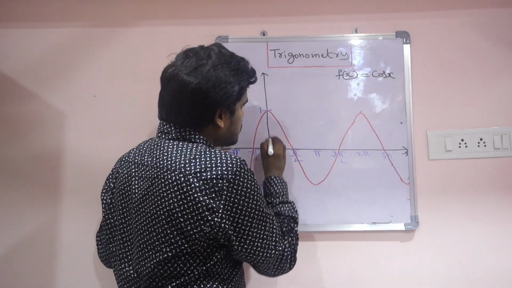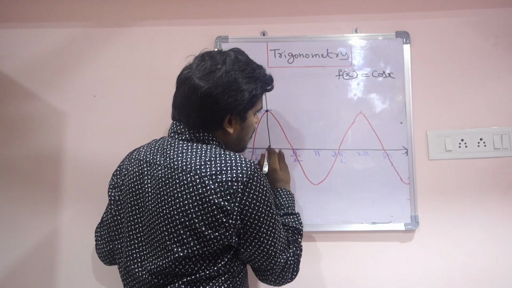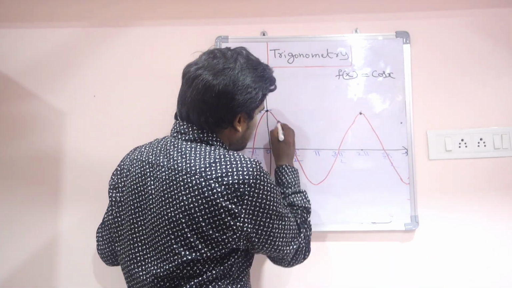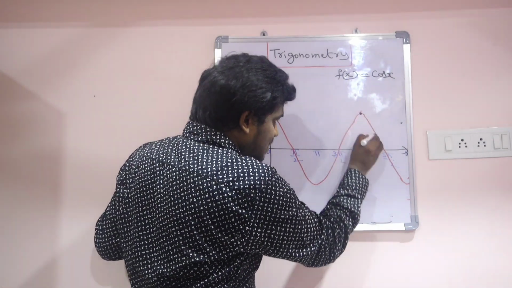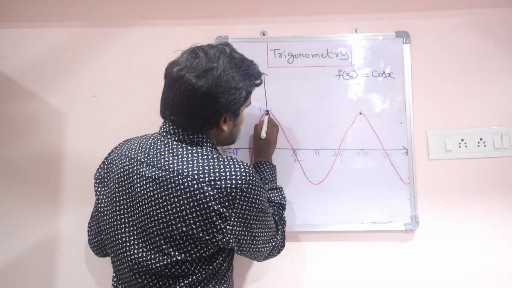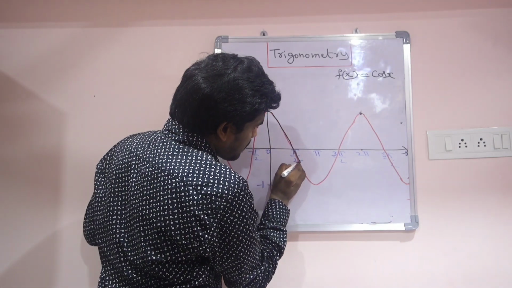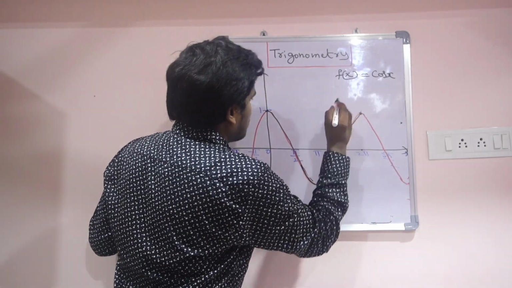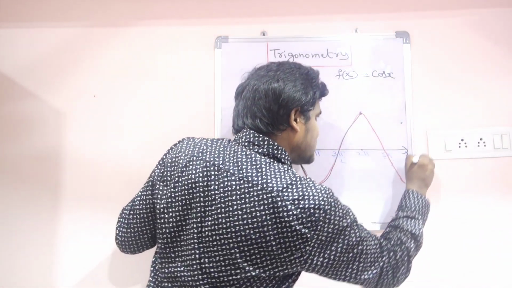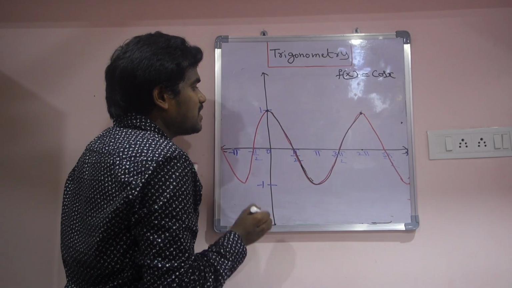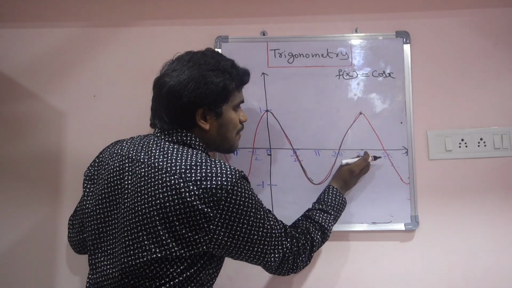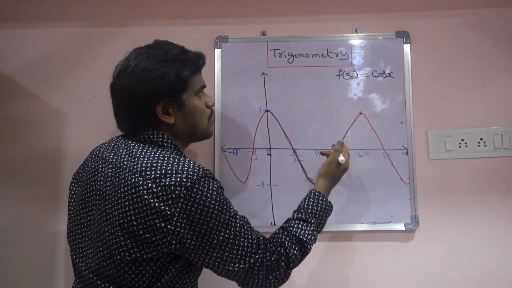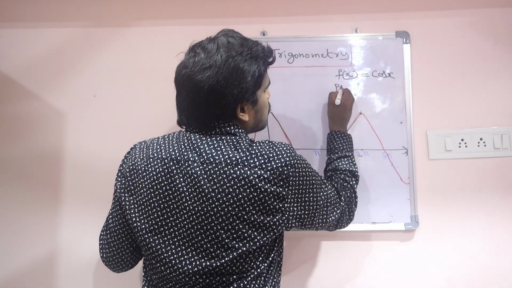Also observe that cos 0 is 1 only, and after 2 pi it is again 1. Again the wave repeats. This is the graph, and the wave repeats in the same way. Then what is the period? This is 0 and this is 2 pi. After 2 pi the wave repeats again. So the period is 2 pi only.